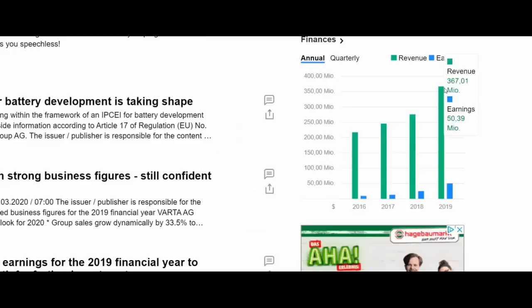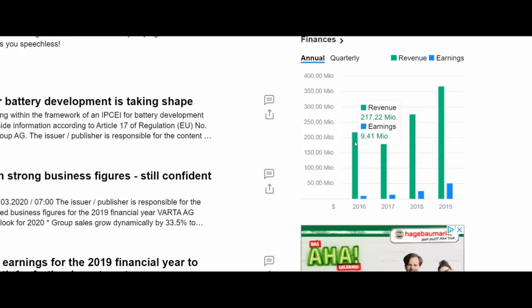So as you can see here, I took this value from here. 50.39 million was the earnings in 2019. And if you see here, 2018 was 25.26 and 2017 was 13.27 million euros. Now what does this mean? This means that the earnings have been increasing steadily.